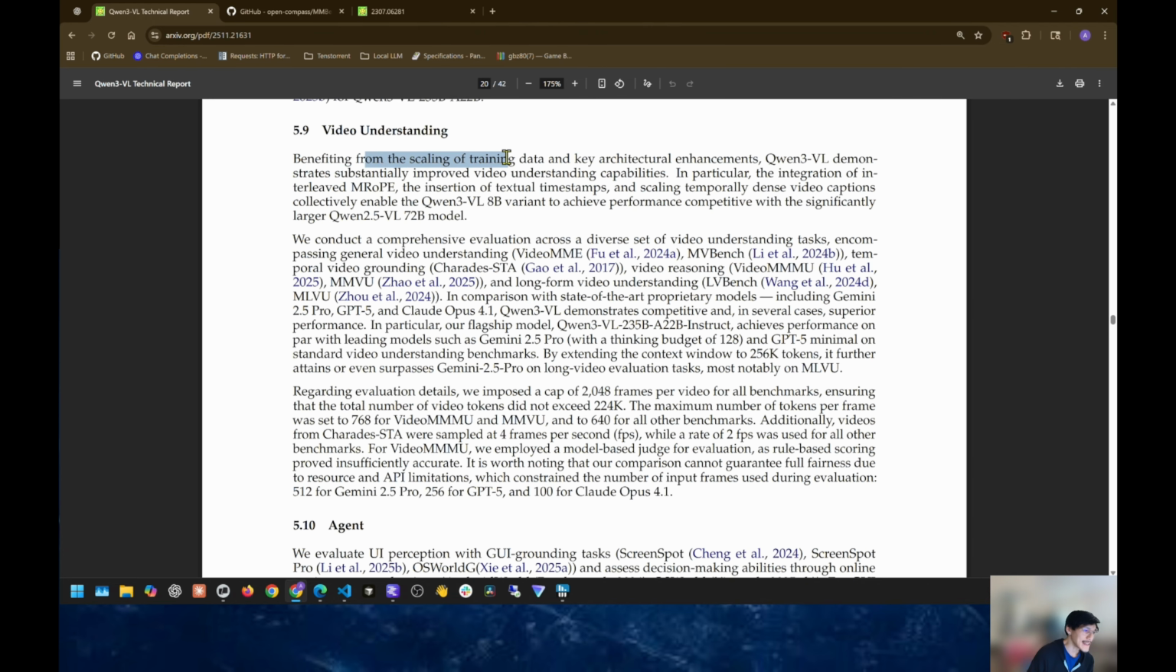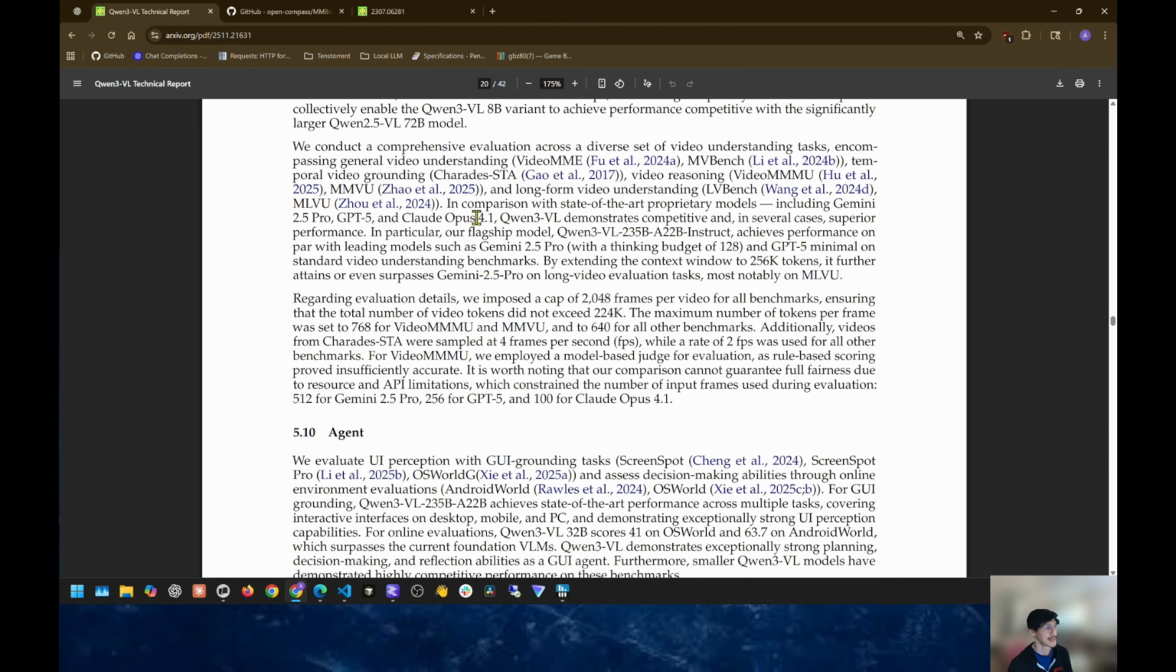Benefiting from the scaling of training data and key architectural enhancements, Qwen3-VL demonstrates substantially improved video understanding capabilities. In particular, the integration of interleaved mRoPE, insertion of textual timestamps, and scaling temporally dense video captions collectively enable the Qwen3-VL 8B variant to achieve performance competitive with the significantly larger Qwen2.5-VL 72B model.